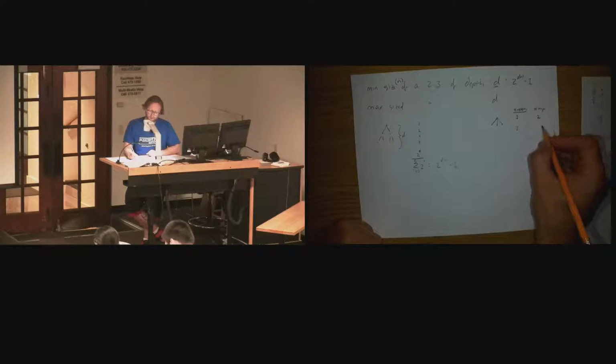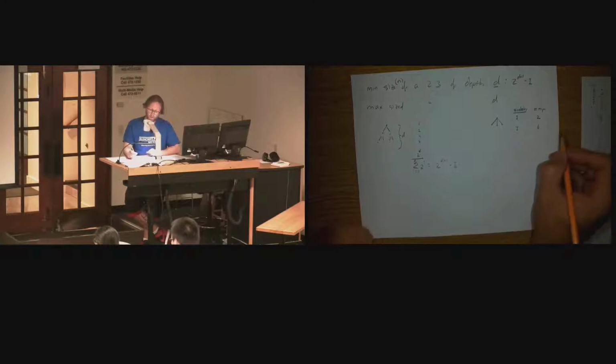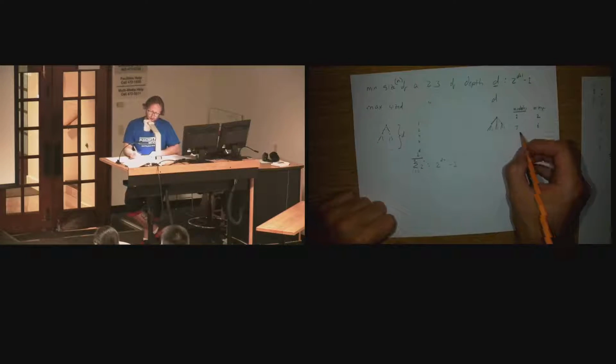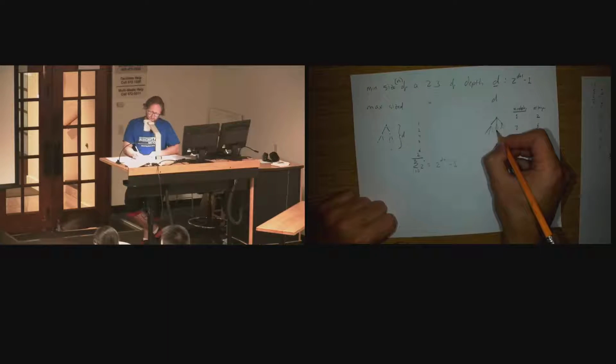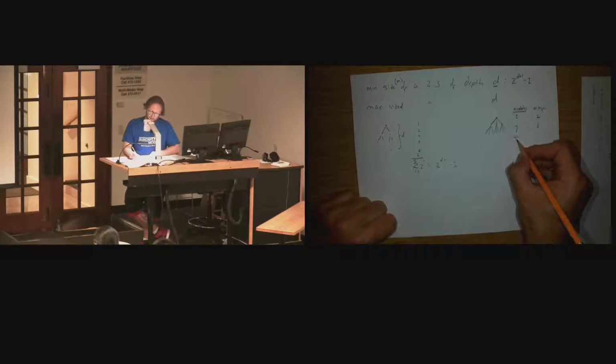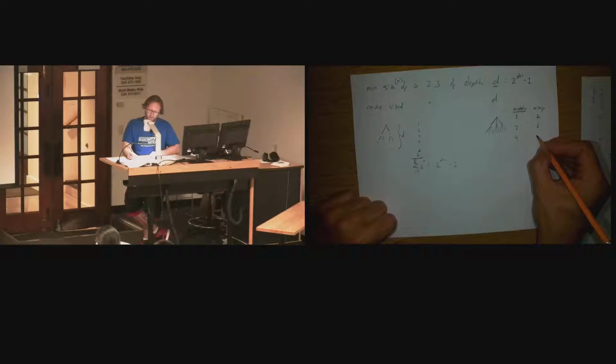2, 4, 6. Right? How many nodes are in the next level? 1, 2, 3, 1, 2, 3, 1, 2, 3. How many? Oops, should have drawn them deeper. There we go. They're going to be 9. Right? And how many keys? 2 each, so 18. Right?